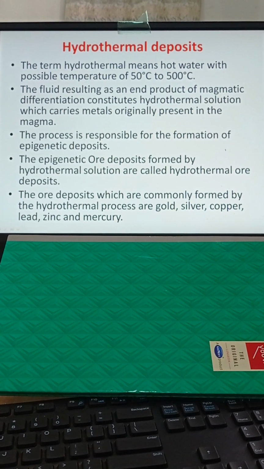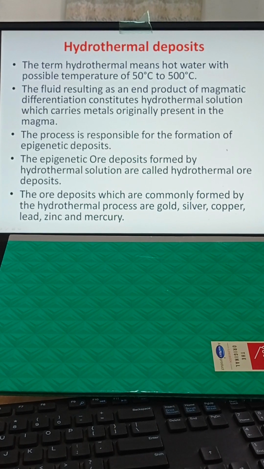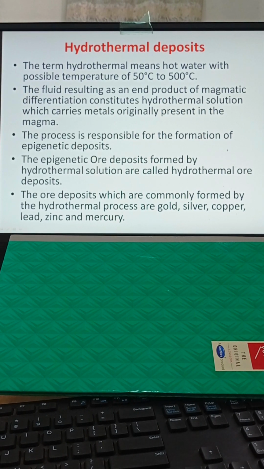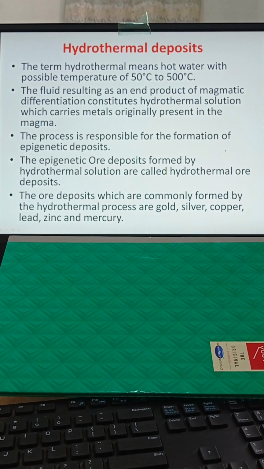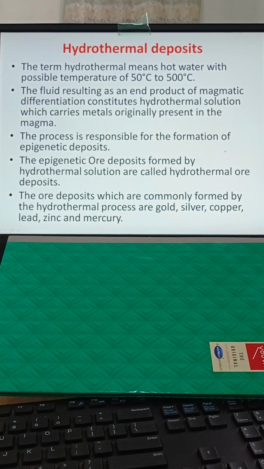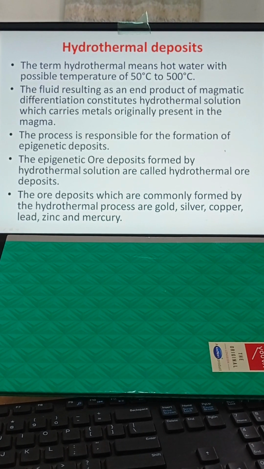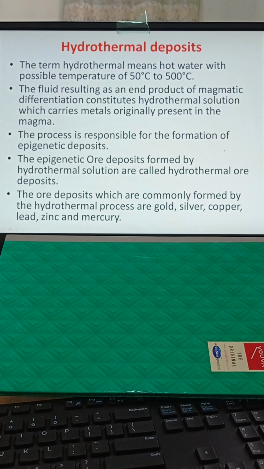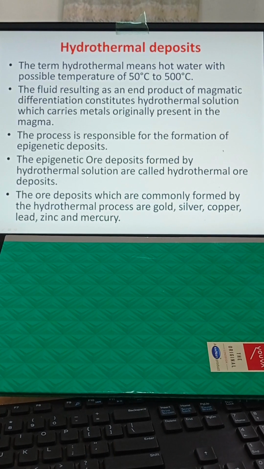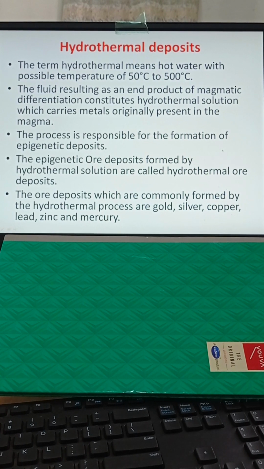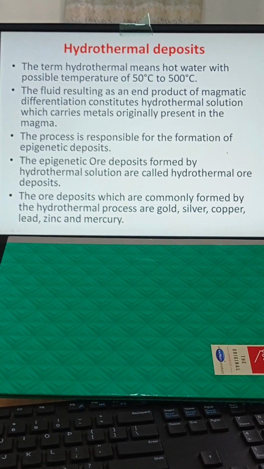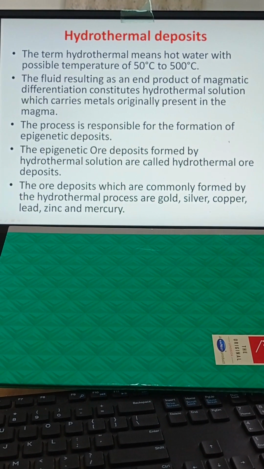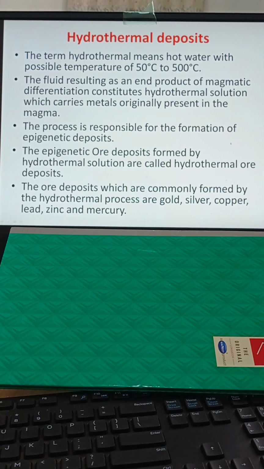Actually, the epigenetic deposits are those deposits which are formed after the formation of the host rock. The epigenetic deposits formed by hydrothermal solution are called hydrothermal ore deposits. The ore deposits which are commonly formed by the hydrothermal process are gold, silver, copper, lead, zinc, and mercury.